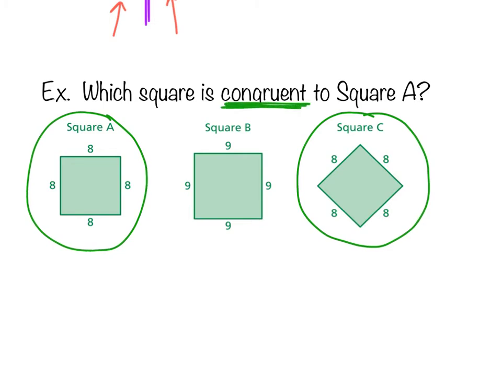It needs to be congruent, so to have the same size, square C needs to have 8 for each side length, and it does. So square C is congruent with square A, where we would say square B is actually similar, is the word we would use. Similar and congruent are two words that almost mean the same thing. Similar means same shape but different size. And that's not what we want here.